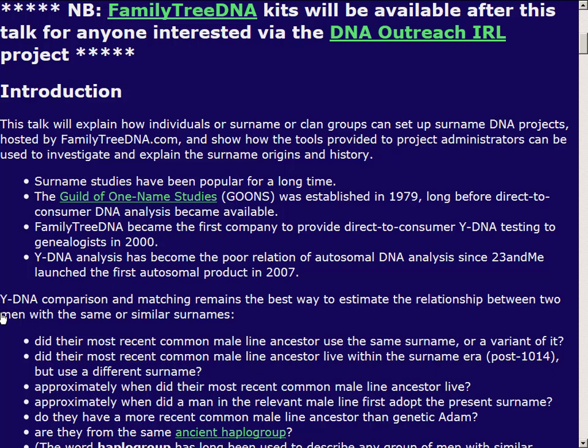People have been doing surnames for a long time. I think there's a connection between this society and the Guild of One-Name Studies that usually seem to share stands at Back to Our Past and things like that. That was established in 1979. There was no direct-to-consumer DNA back in 1979. That first became available in the year 2000, thanks to Family Tree DNA, and it started out with analysis of the Y-chromosome. But autosomal DNA analysis came along in 2007, and the Y-chromosome has become the poor relation ever since then. I'll explain all these differences in a minute.